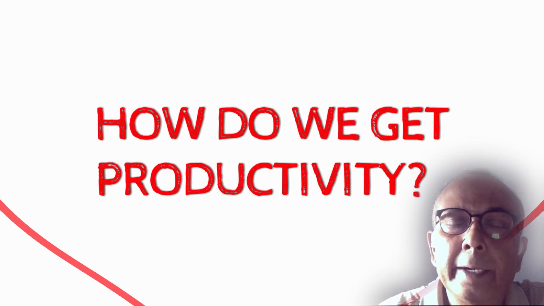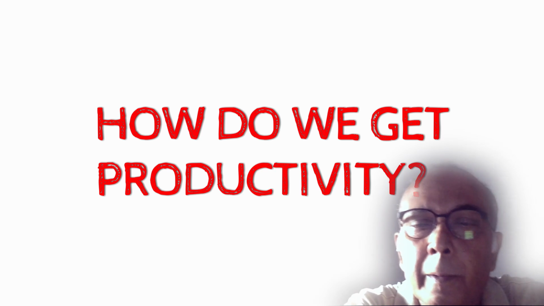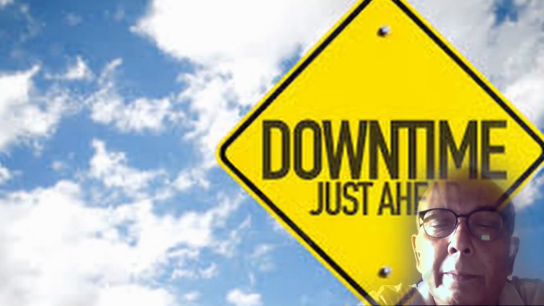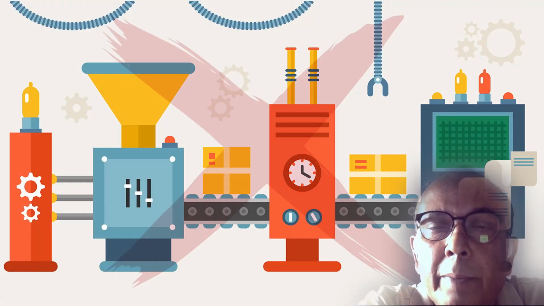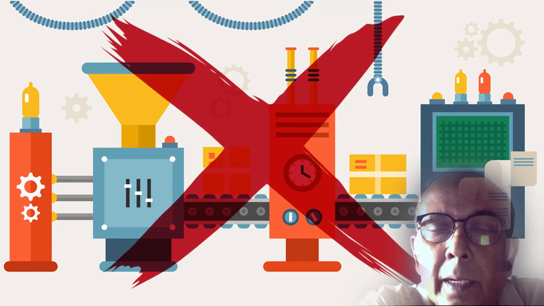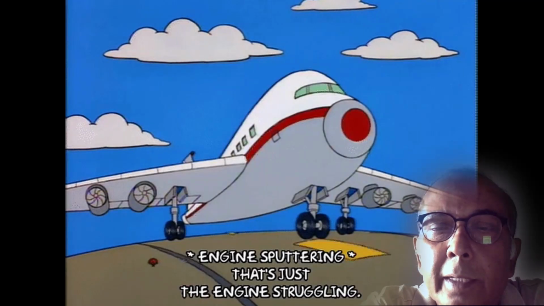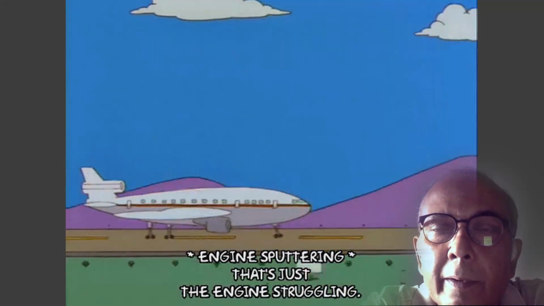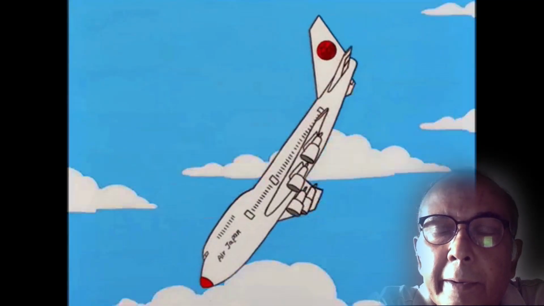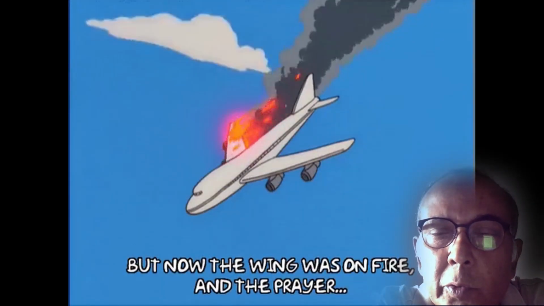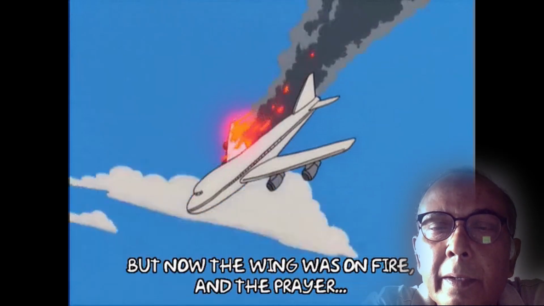How do we get productivity? First of all, the basic idea is that we should not have any unplanned downtime. That means nothing should happen all of a sudden which will stop the plant from producing anything. It is quite similar to aeroplanes that fly across the skies. Now imagine that a plane that takes off from, say, Kolkata and going to Delhi falls off in midair, then what happens? The consequence of it is simply dangerous.